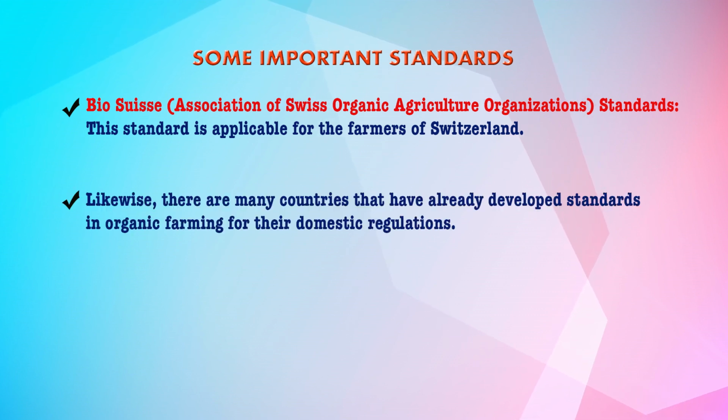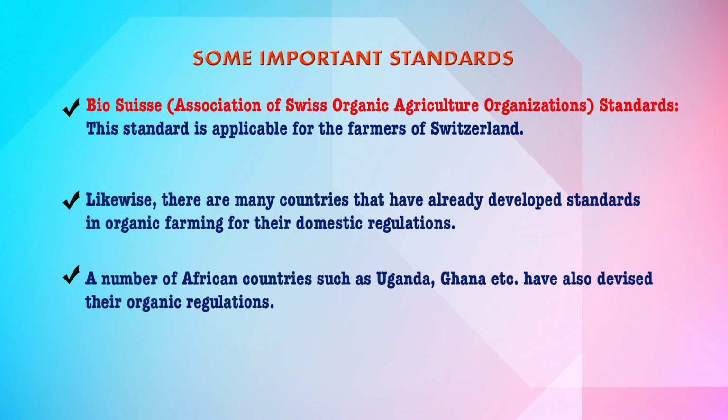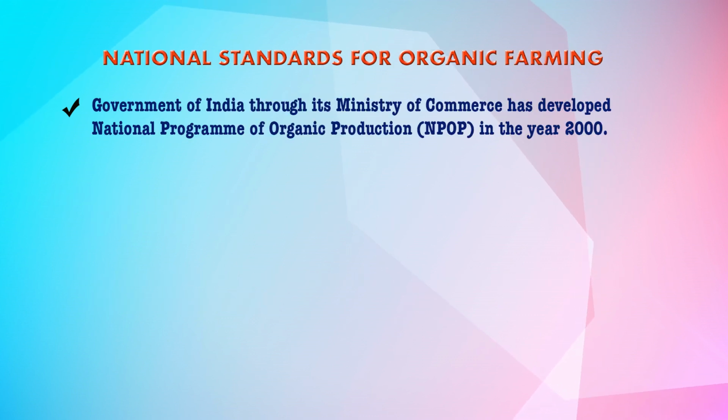Likewise, there are many countries that have already developed standards in organic farming for their domestic regulations. A number of African countries such as Uganda, Ghana, etc., have also devised their organic regulations, the national standards for organic farming.